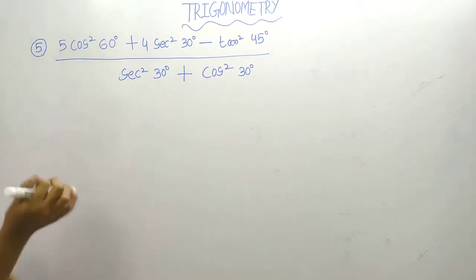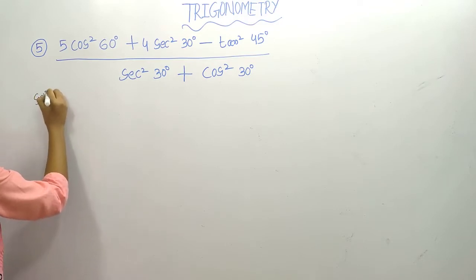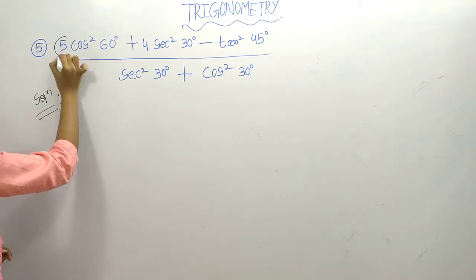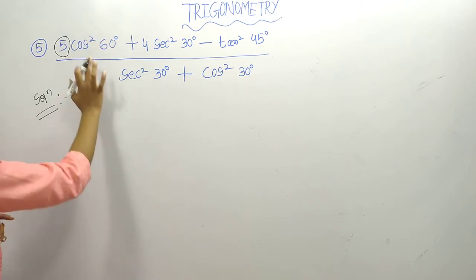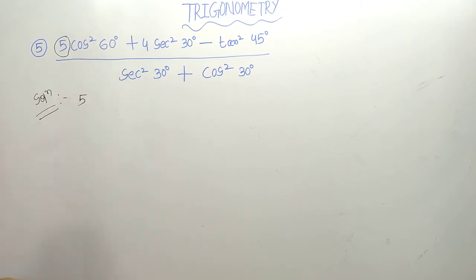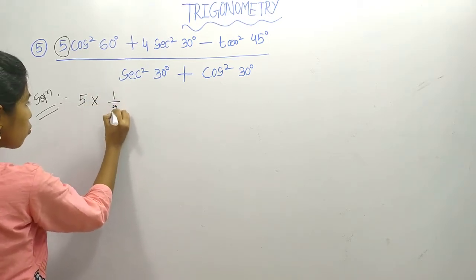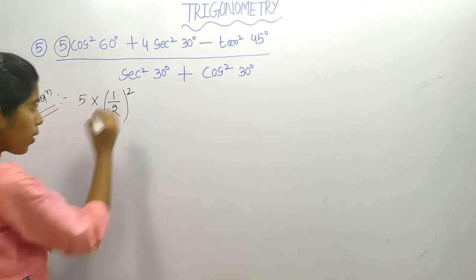So this is our next question. You see now solution. So first we have to see the values. So here what is there? 5. So we will write 5. Next we will go to angle cos 60 degree. Cos 60 degree value is how much? 1 by 2 into 1 by 2. Okay. Here square is there. So 1 by 2 square.